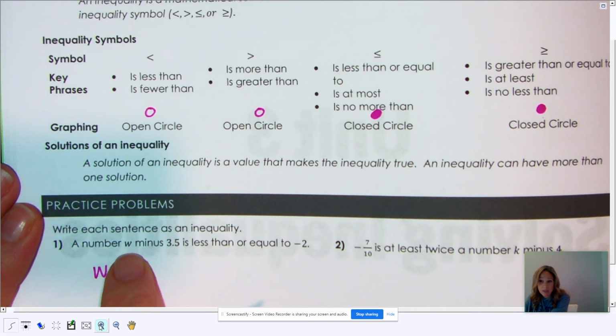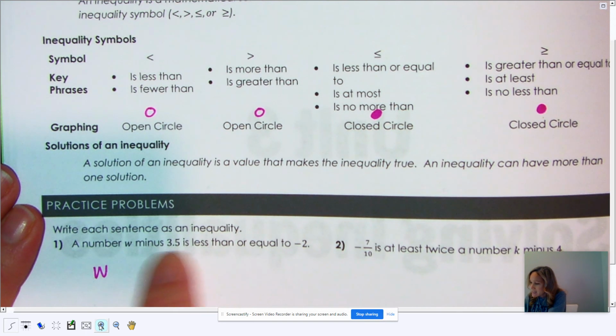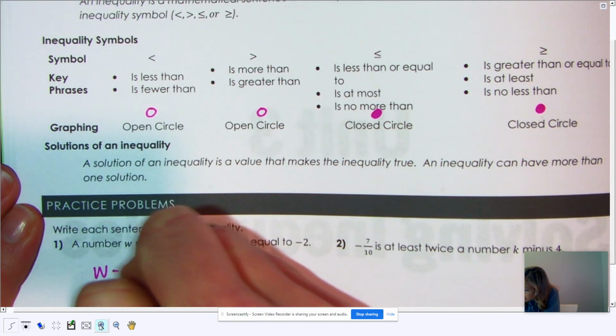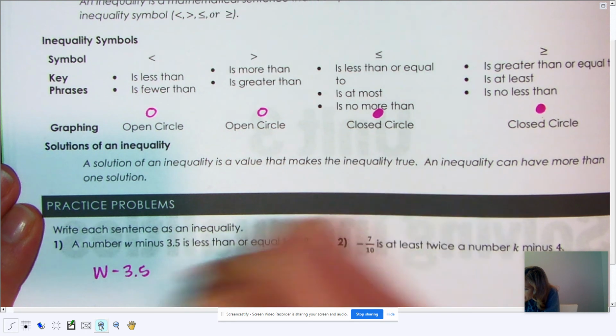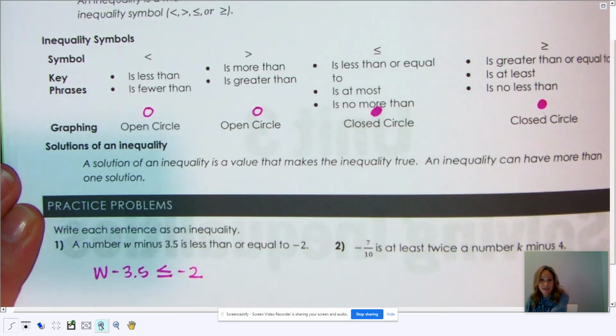Bolin, that's not a number, that's a letter. Okay, well, this letter represents a number, which we don't know what it is. A number, W, minus 3.5 is less than or equal to -2. All right, that's all you had to do. We're just writing it. You don't even have to solve it. Like best day ever, right?